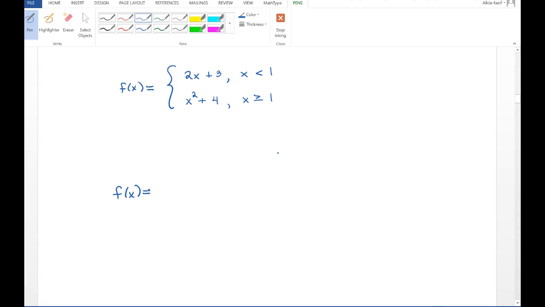Tell me where it's differentiable, and if it's not differentiable somewhere, what's the problem? The corner, the cusp? First you check continuity. Always check continuity.